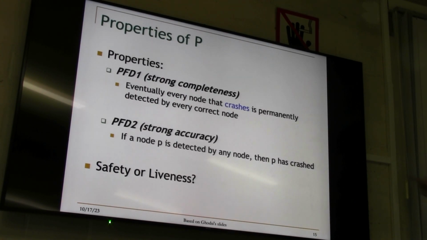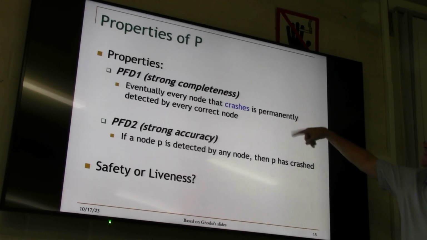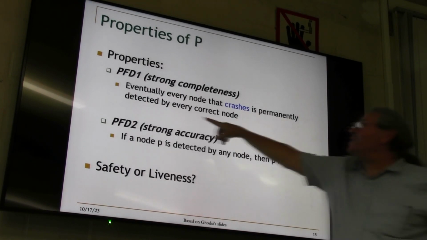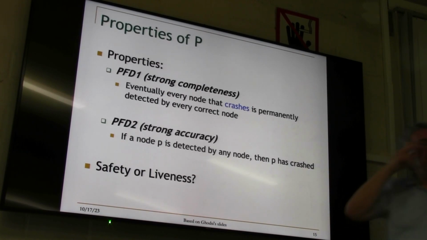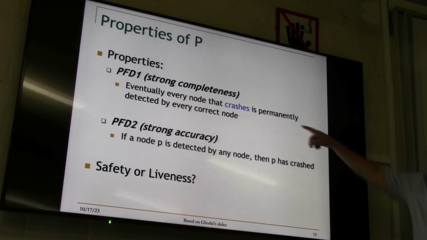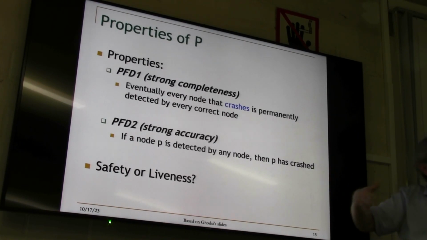So what is this one? Safety or liveness? You tell me. Liveness. Why liveness? Because eventually you will detect. Yes, eventually is a liveness word. That means if in a given prefix I have not yet detected it, in the extension I can always detect it. I can always make an extension where I do detect it. So this is liveness. The good thing is the detection. So that's liveness.